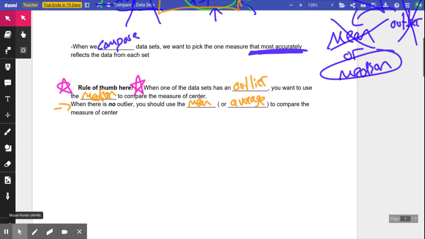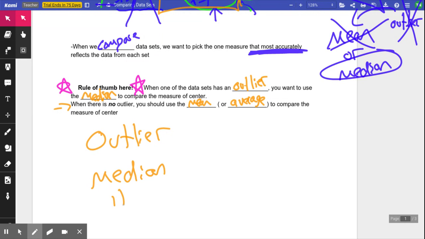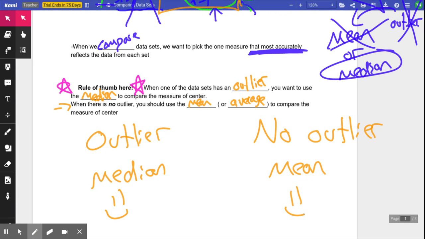So I'm going to write this again here, but what I have for you is that when there is an outlier, we use the median. That makes us happy. That represents the data. Or excuse me, there is an outlier messing with our average, so we want to use this. When there is no outlier, we want to use the mean, aka the average. That makes us happy. The averages are much more reflective of that data.